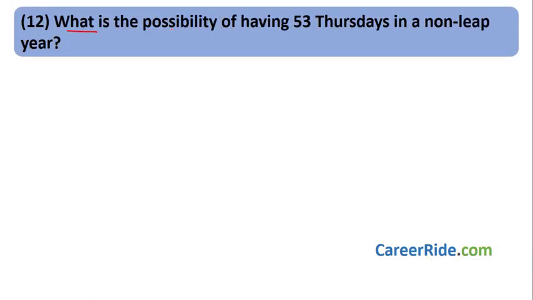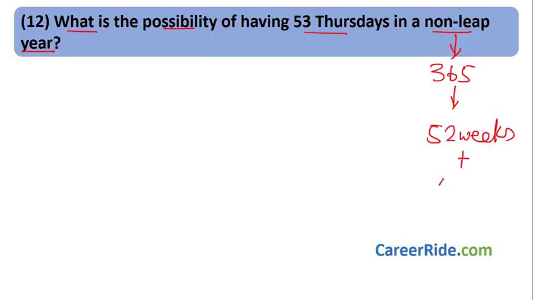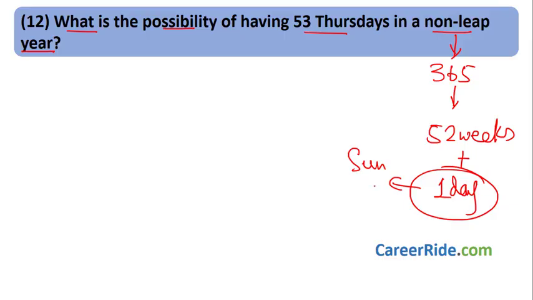Question number 12. What is the possibility of having 53 Thursdays in a non-leap year? In a non-leap year, there are 365 days. That includes 52 weeks and 1 spare day. Okay. Now, this one day which is there, it can be Sunday or Monday or Tuesday or Wednesday up to Saturday. So, there are 7 possibilities for this one day.